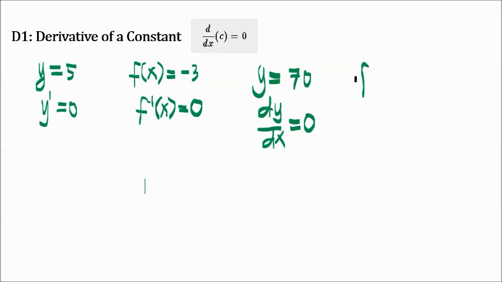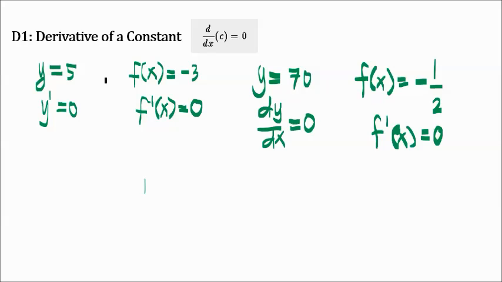Another, f of x equal to negative 1 half, then f prime of x is only equal to 0. So if you're only seeing a constant to be differentiated, then the answer is always 0. The derivative of a constant is 0. So I'm hoping that is clear.